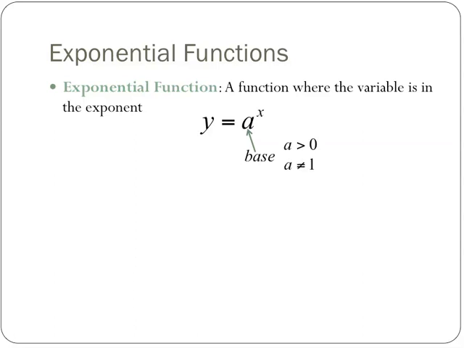Now if a is equal to 1, you end up with 1 to the x, and you know that 1 to any power is just going to be equal to 1. So we wouldn't call that an exponential function, just because of the way that graph behaves. Now the domain of all exponential functions is going to be all real numbers. So in other words, you can plug in any real number for x. It can be positive, it can be 0, it can be negative. There are no restrictions on the domain.